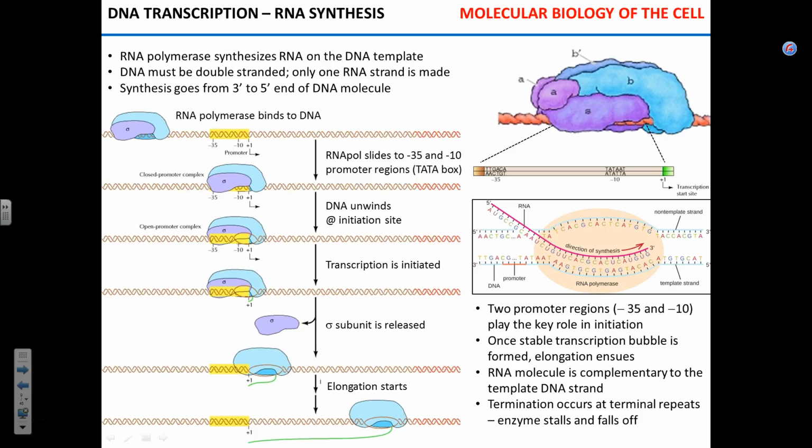Okay, so I decided to go with gene expression first and DNA replication afterwards. So we're going to start with the whole idea of gene expression. Now, most of the things that we're going to cover are going to be about bacteria. We're not going to talk a lot about eukaryotic gene expression.